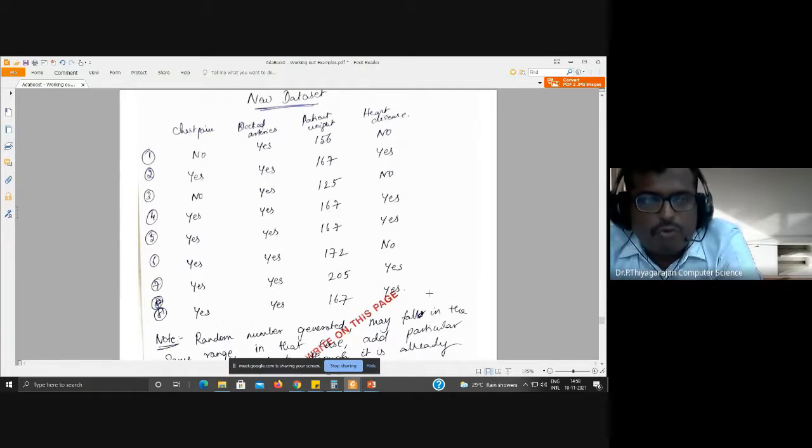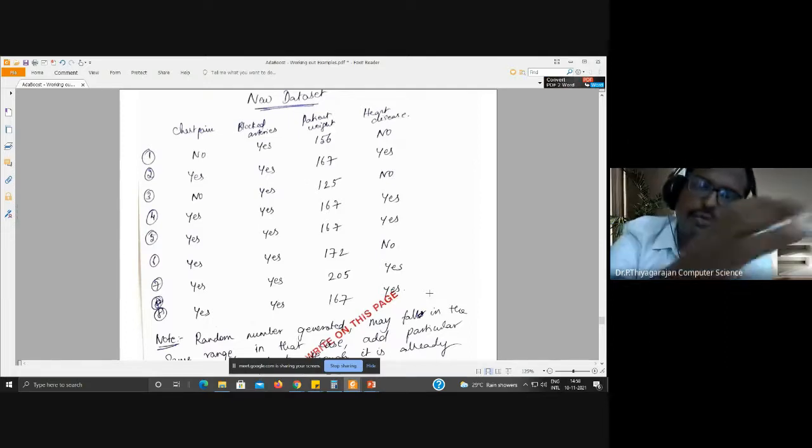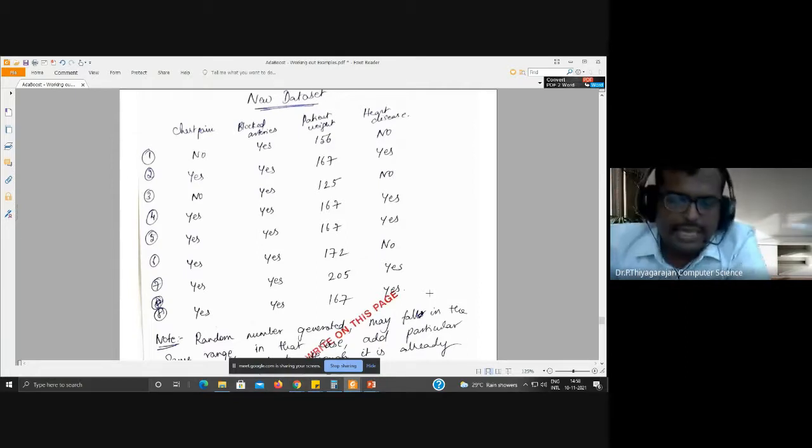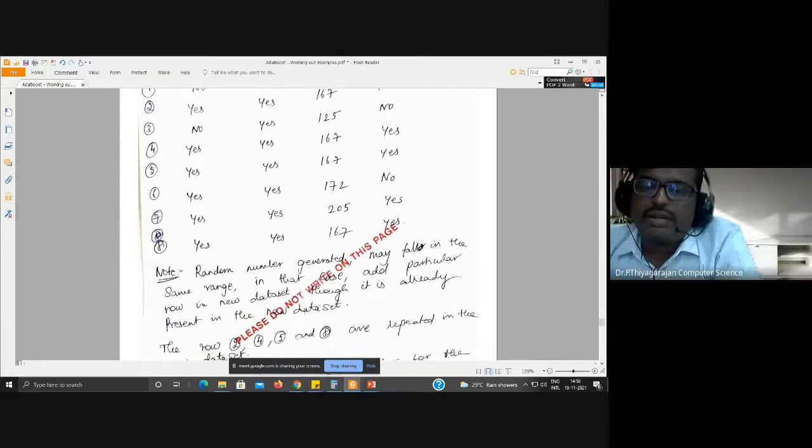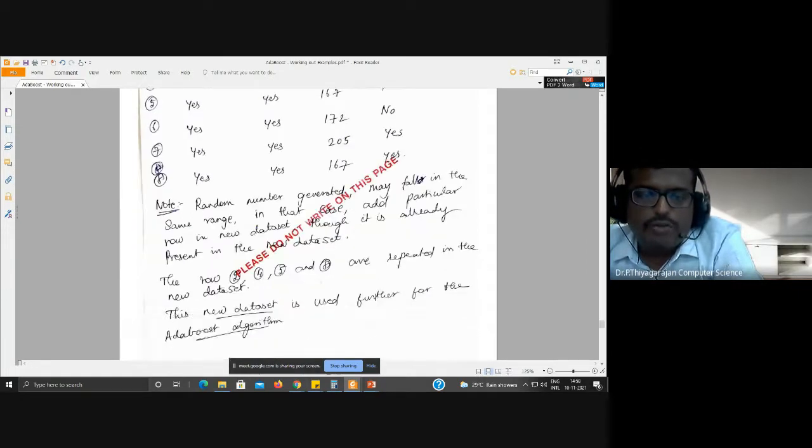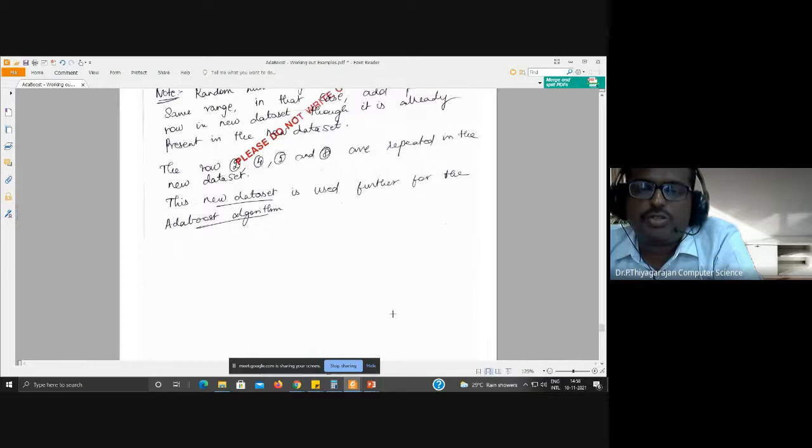Because the range of row 4 is very large, and since the range is very large, the probability that a random number will fall in the range is very high. That's why, if we look into the new data set, row 4 is repeated 4 times. For example, it may be repeated 3 times, 5 times, or 6 times also. For my generation, it is 4 times. Can you appreciate that? Yes, sir. The random number generated may fall in some range, and in that case we add that particular row. If you look carefully, rows 2, 4, 5, 6 are repeated in the new data set. This new data set is further used for the Adaboost algorithm.